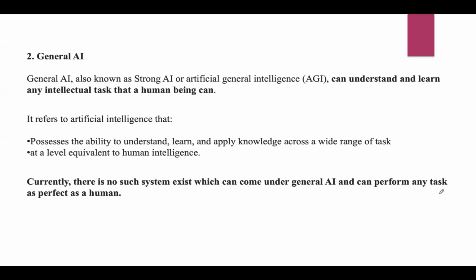Coming to the second one, that is general AI. Artificial general intelligence refers to AI systems that possess human like intelligence and cognitive abilities. These systems can understand, learn, and apply knowledge across a wide range of tasks and domains similar to human intelligence. So they can understand and learn any intellectual task that a human being can. They can also work at a level equivalent to human intelligence. Actually, currently there is no such system that can come under general AI and perform any task as perfectly as a human.